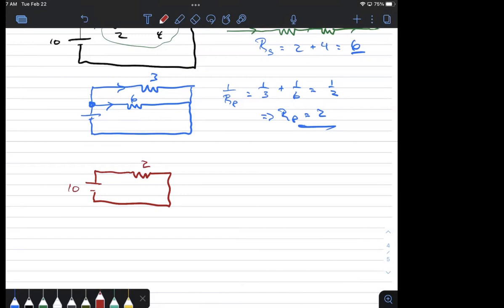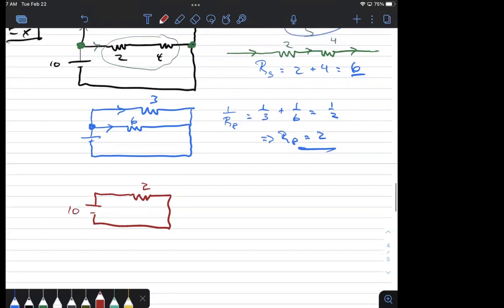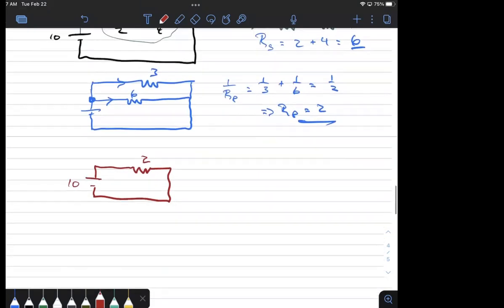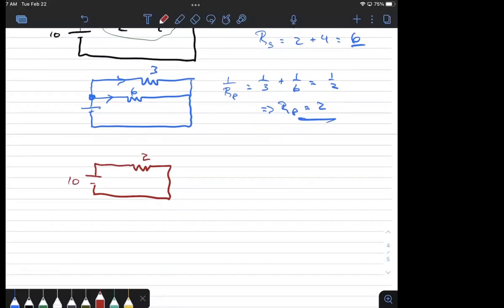And now what I've done is I've simplified my complicated circuit, which had 3 resistors in some combination of series and parallel, little by little, worked it down to an equivalent circuit, which is very simple. A single resistor with a voltage source. I could do Ohm's law and everything I want. And this is going to be the goal. This is going to be your job.